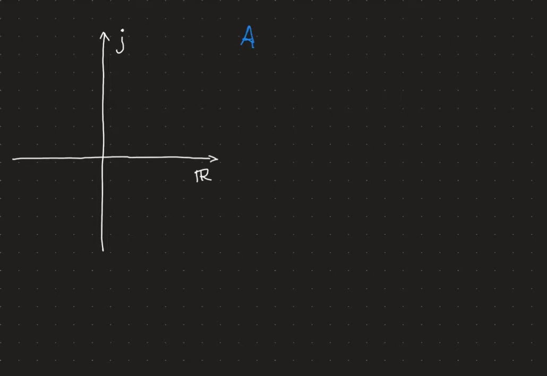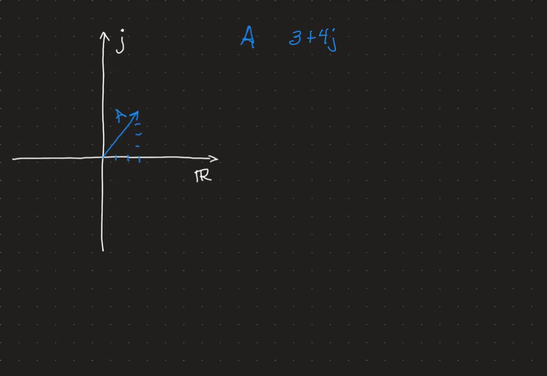We'll let A represent this complex number, 3 plus 4j. To graph that, we would go 3 in the real direction and up 4, because it's a positive 4, in the imaginary direction. And then we would draw an arrow from the origin to that point. So that will represent the complex number A, 3 plus 4j.